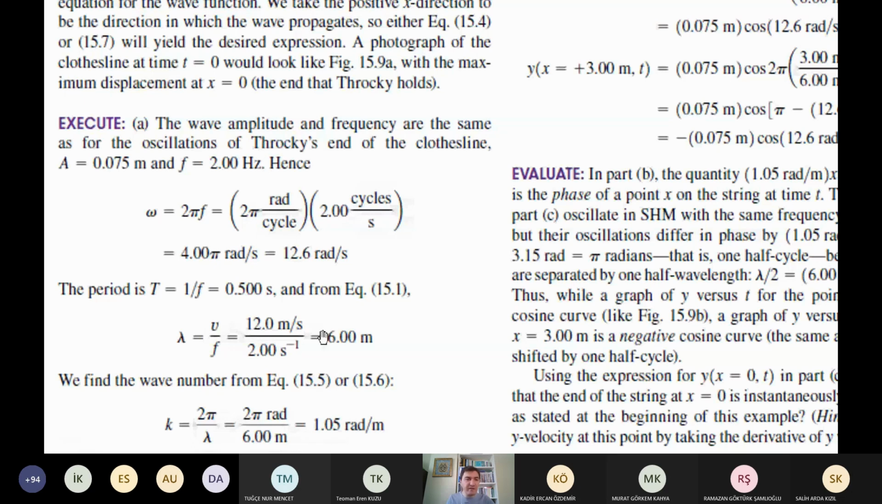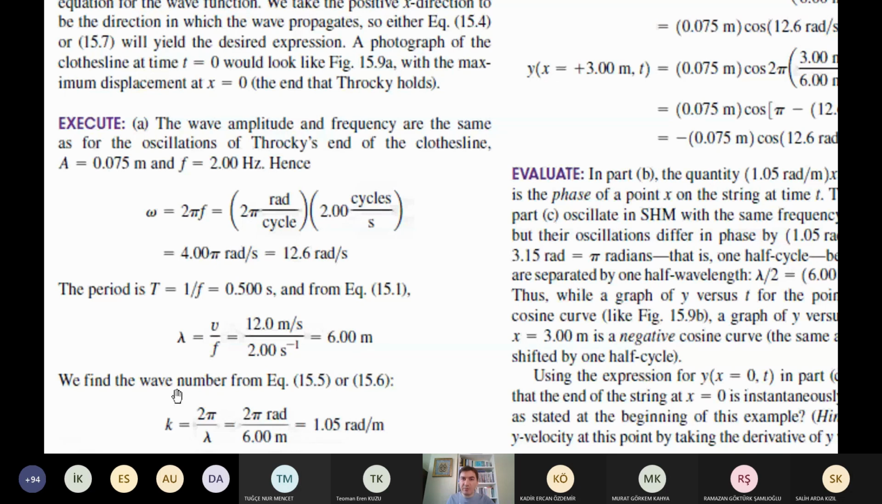The speed is given as 12 meters per second, and the frequency is given, so the wavelength of the wave produced by the cousin Throckmorton is 6 meters. The wave number is given by 2 pi over lambda, 2 pi radians over this lambda, and the wave number is 1.05 radians per meter.